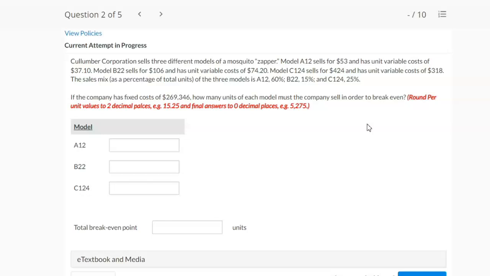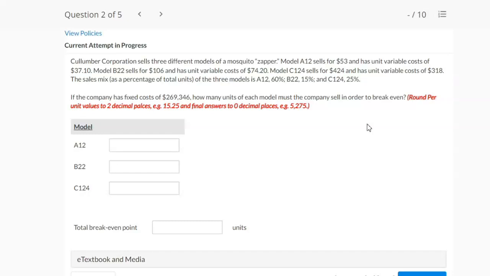Notice they did not give you the contribution margin, but you need the contribution margin. Now, the sales mix, as a percentage of total units of the 3 models, is 60%, 15%, and 25%. The company has fixed costs of $269,346.